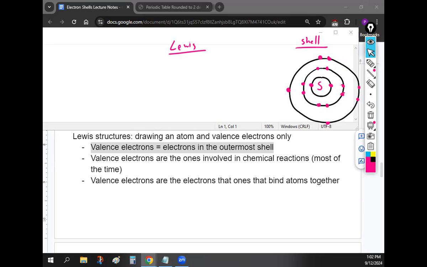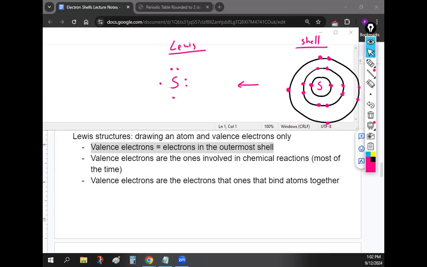If you look at the outside shell, how many electrons are there? 6. So when we draw the Lewis structure for the shell model, all we do is write S, and then draw 6 dots, and that's it. This is the same thing as this. A lot easier to draw. Write down the portion highlighted.